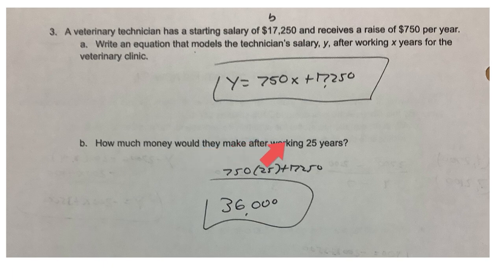How much money after 25 years? 750 times 25 plus 17,250 is $36,000. All right. I hope that was pretty good for you.